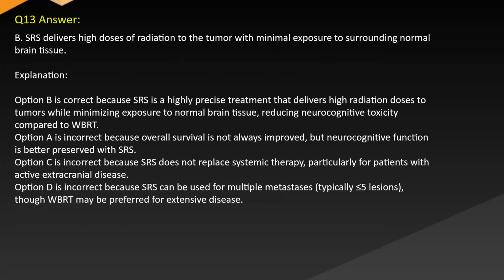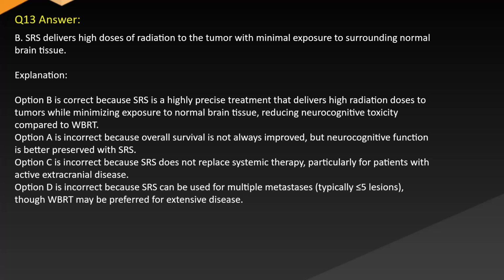Answer: B. SRS delivers high doses of radiation to the tumor with minimal exposure to surrounding normal brain tissue. Explanation: Option B is correct because SRS is a highly precise treatment that delivers high radiation doses to tumors while minimizing exposure to normal brain tissue, reducing neurocognitive toxicity compared to whole-brain radiation.